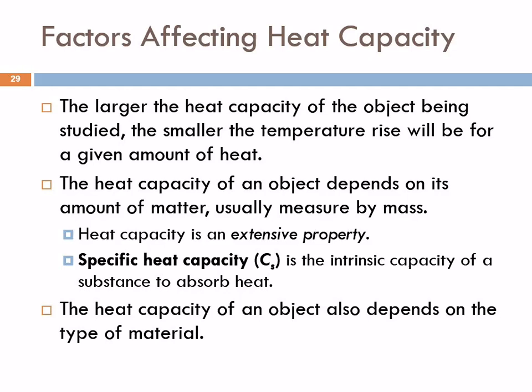The larger the heat capacity of the object, the smaller the temperature rise. The heat capacity is the amount of energy needed to change the temperature 1 degree. So if it takes twice as much energy to change the temperature by 1 degree, then if the amount of energy is the same, we're going to see a different change in temperature. The heat capacity also depends on the amount of matter. And usually we measure this as mass. So we say that heat capacity is an extensive property. It depends on the amount of stuff you have.